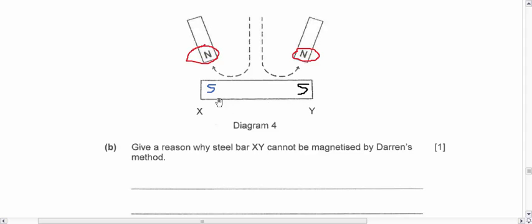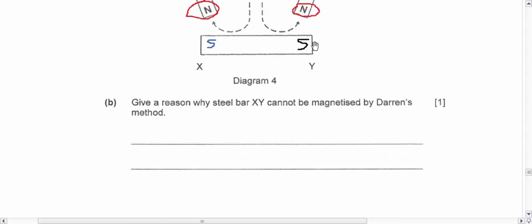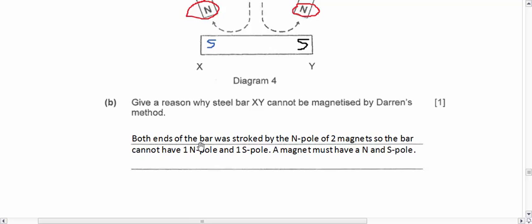No, cannot, because a magnet must have a north and south pole. So that's the reason why, because he's using two north poles, and a magnet must have a north and south, his steel bar can never be magnetized. Alright, so your answer should look something like this. Both ends of the magnet were stroked by the north pole of two magnets. A lot of you were able to give this. This is a good observation.